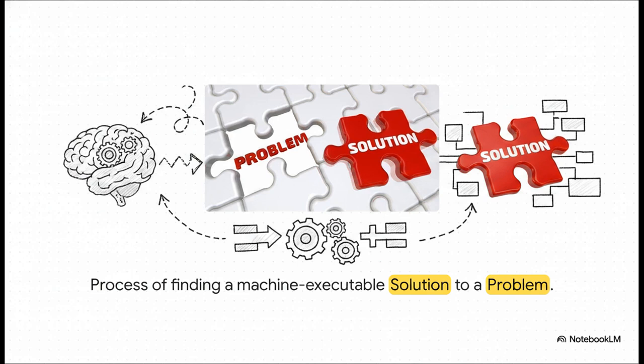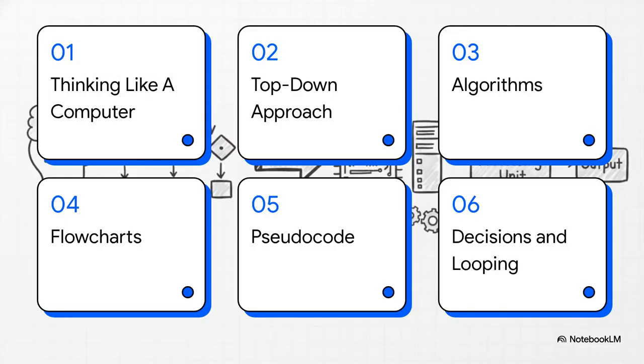Well, that's us. Because computers literally lack our natural intuition and intelligence, they can't just figure things out on the fly. This means we have to step in and act as the translators. We have to take our abstract goals and convert them into a highly careful thought process with meticulous planning. We literally have to connect the pieces for them. So here is our roadmap for today's explainer. We'll be looking at thinking like a computer, the top-down approach, algorithms, flowcharts, pseudocode, and finally, making decisions and looping.